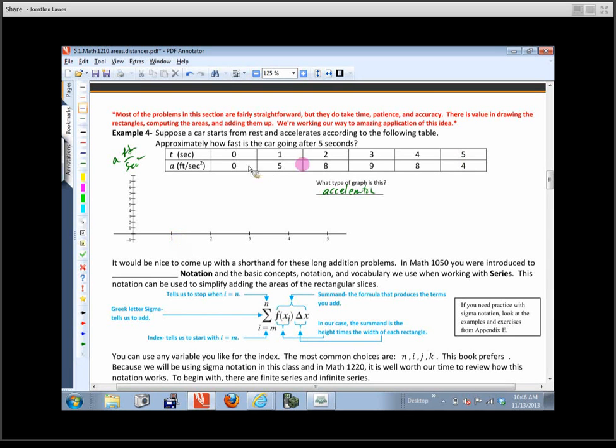Now, if you have a piece of data like this, notice that we don't skip anything. It just goes from 0 to 1 to 2, 3, 4, 5. Here's what I would do. When you put the data on there, I would mark what the value is. It's a lot easier to tell when you come back to look at it. At 1, it's 5. At 2, it's 8. At 3, it's 9. At 4, it's 8. And at 5, it's 4.